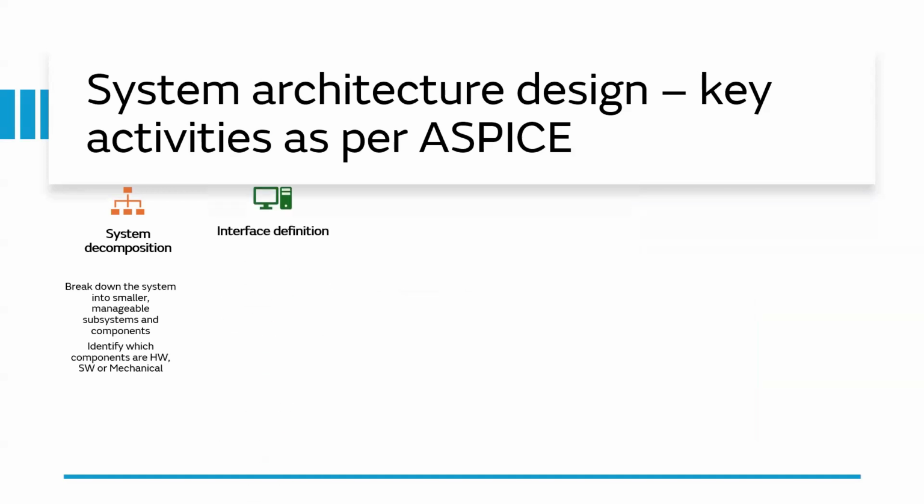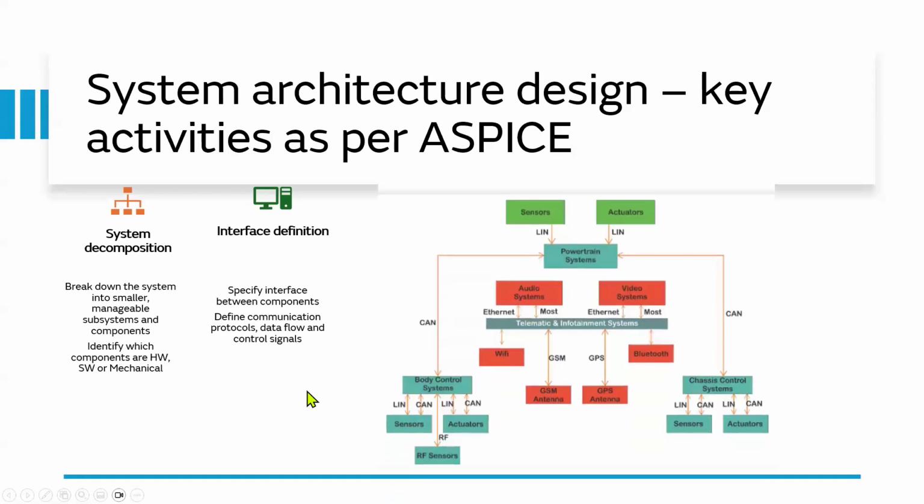So moving on, another activity is interface definition. I think I mentioned that, which means basically you specify the communication protocols and data transfer and signals. There are multiple protocols for communication. For example, we have LIN, from your sensors.